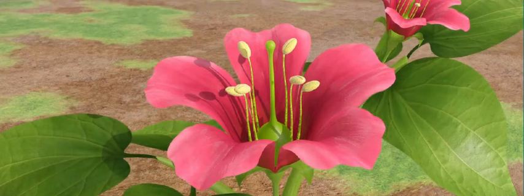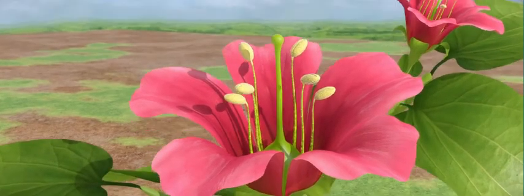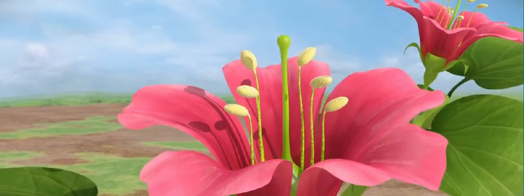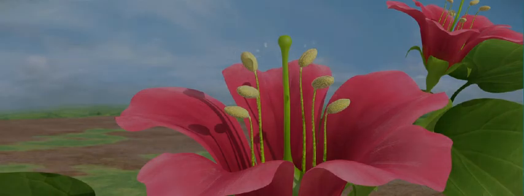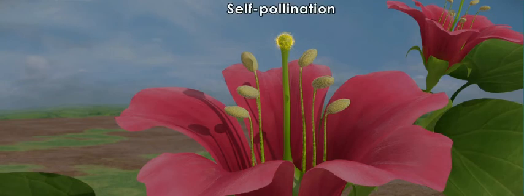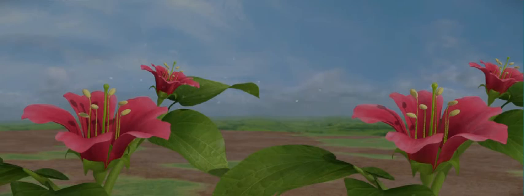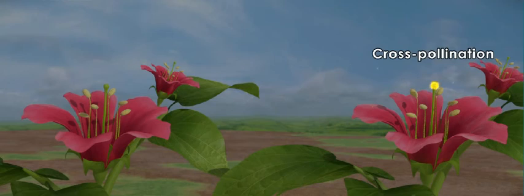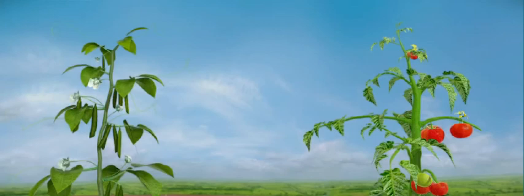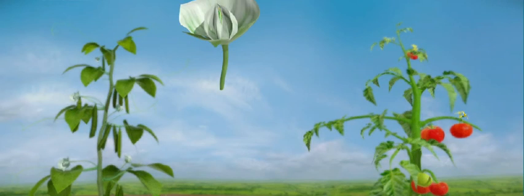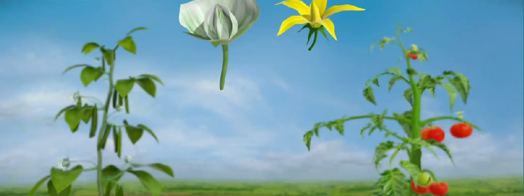Now that we know the basic parts that are involved, let's look at the types of pollination. The transfer of pollen grains from the stamen to the stigma of the same flower is known as self-pollination. The transfer of pollen from the stamen of one flower to the stigma of another plant within the same species is known as cross-pollination. In flowers such as beans and tomato, pollination usually does not require pollinators or agents of pollination.